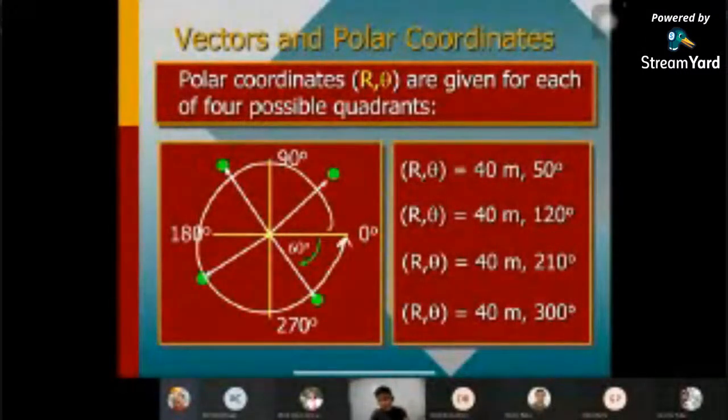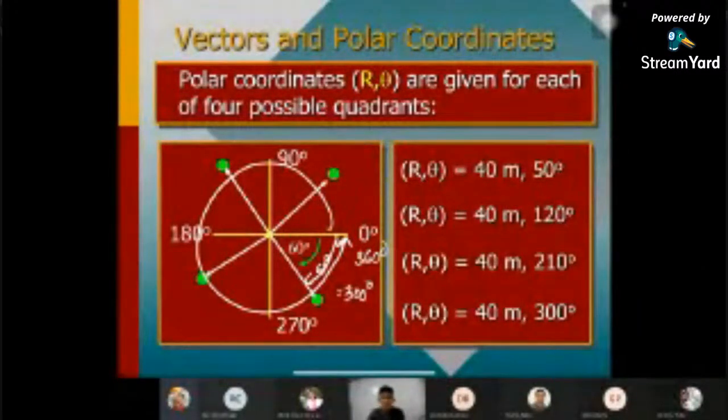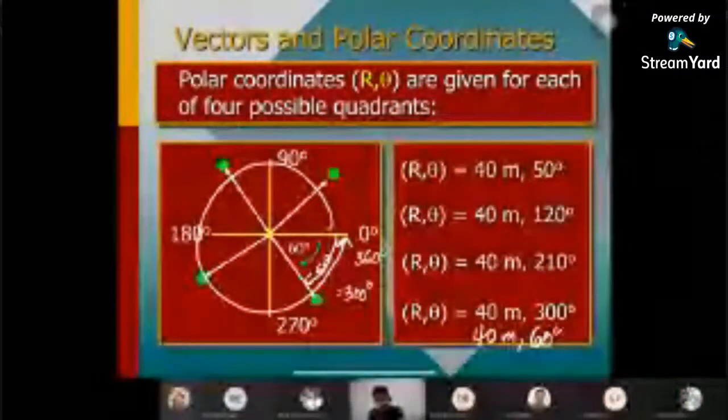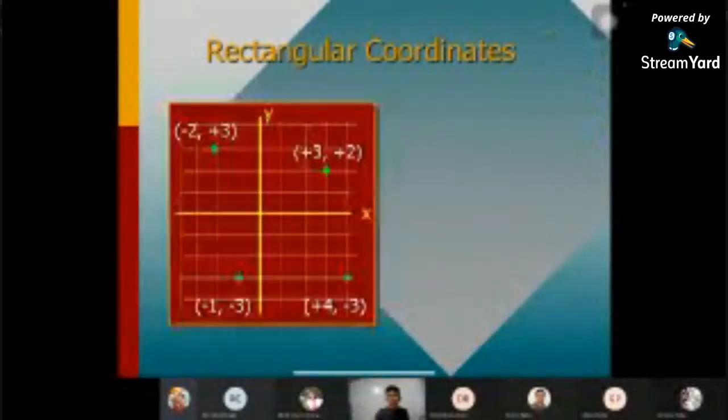So, one full rotation is 360. And you need 300, so you just go back by 60 degrees, no? To get that 300 degrees. So, if you wish to express 40 meters, 300 degrees back to what we call the directional convention, this will simply be 40 meters, the magnitude of the arrow, 60 degrees, going south, coming from the east. So that will be 40 meters south of east.